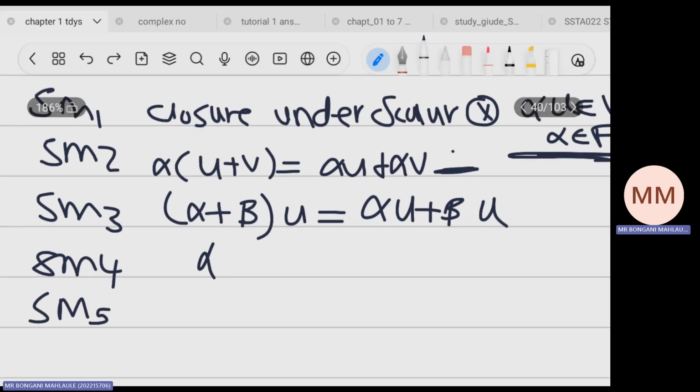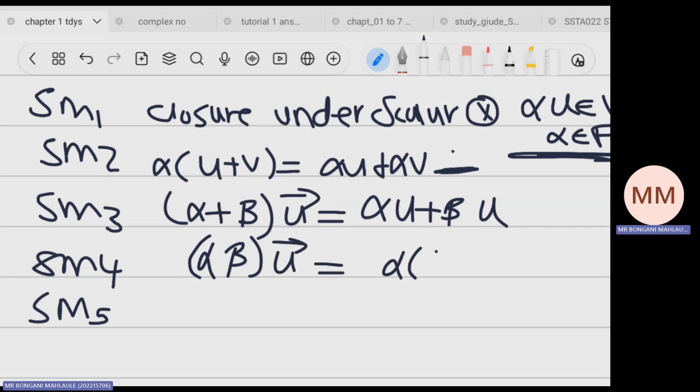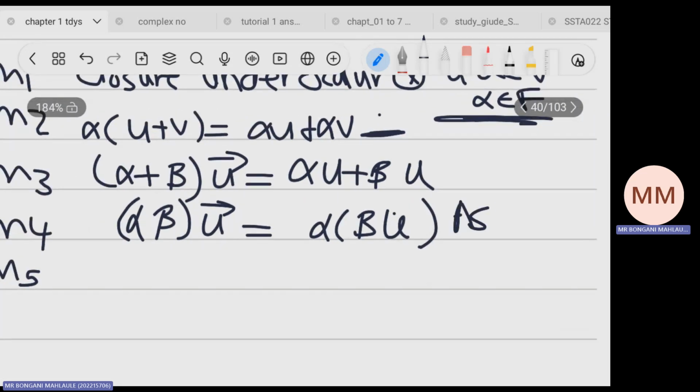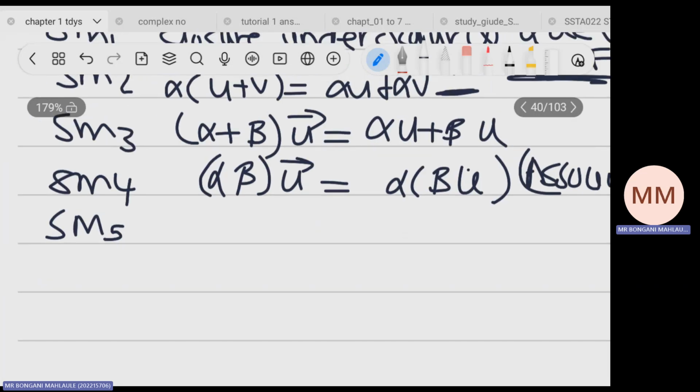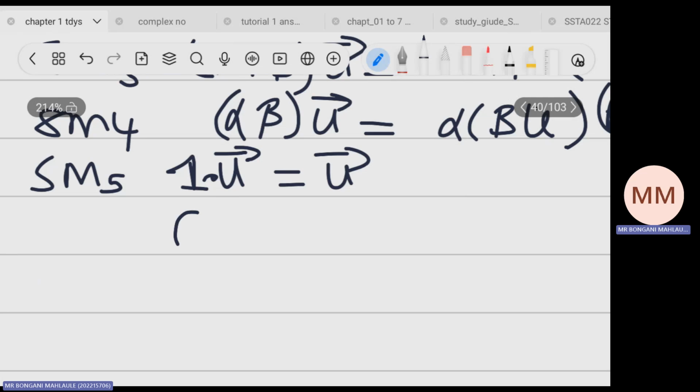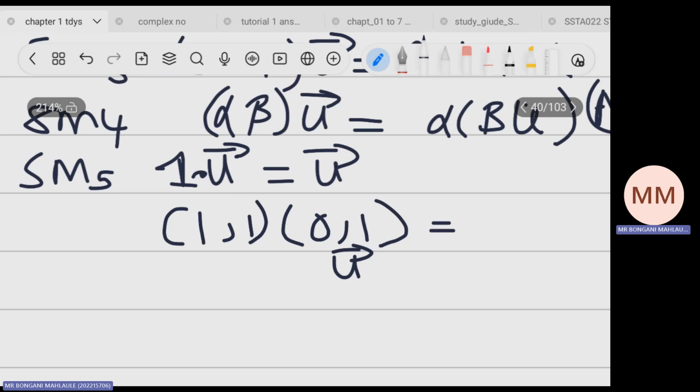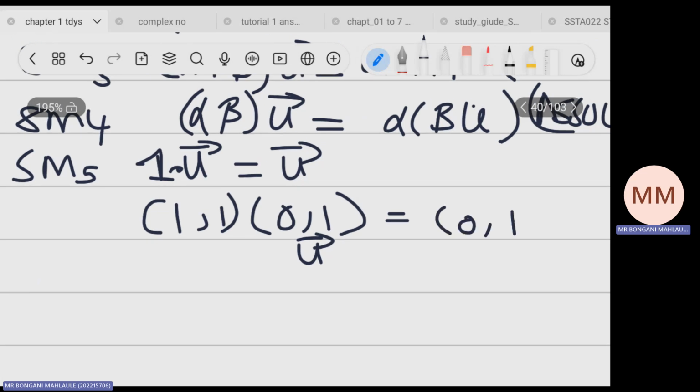And also when you have the product of two scalars multiplied by a vector, this will be equal to alpha times (beta U). This is by the associative property. And then the last one is the scalar identity. 1 multiplied by any vector is equal to U. The same applies if you are having this vector. This is just an example. If this is your U, the answer we're expecting to get is 0, 1 in this case.